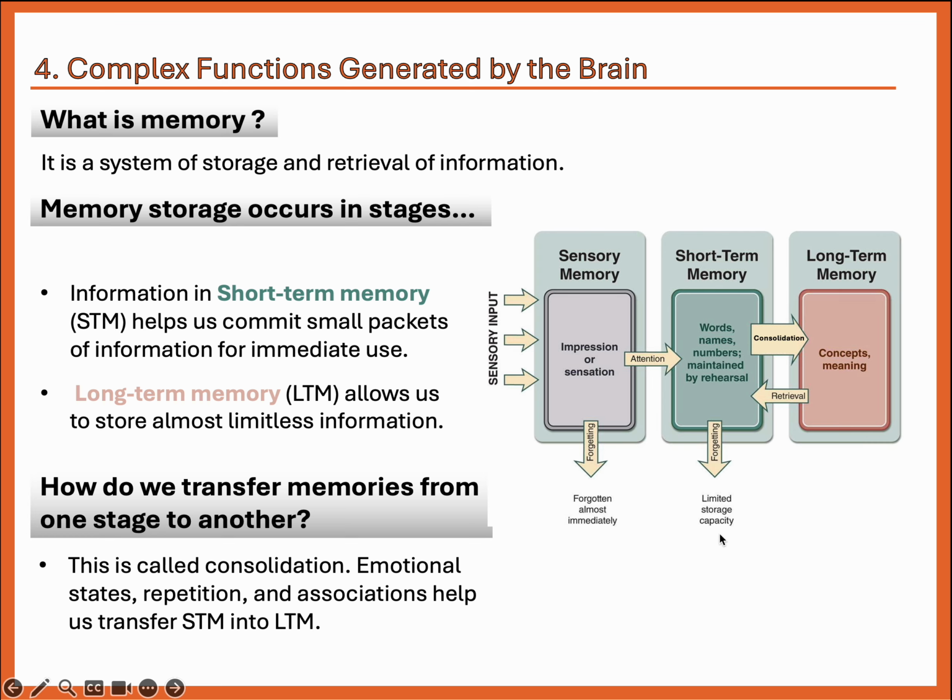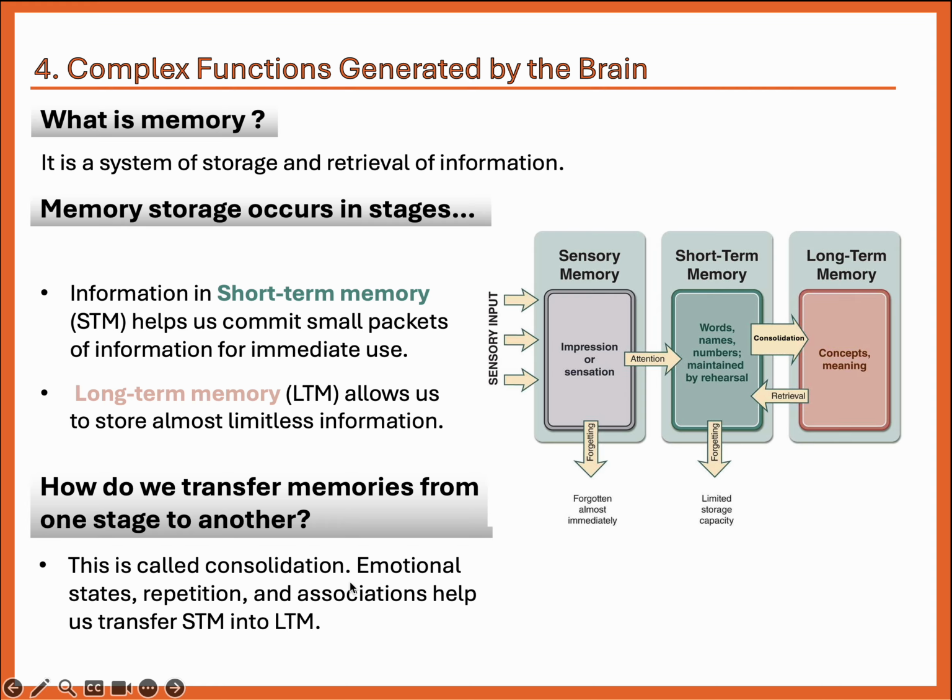We have limited storage, right? Phone numbers are a good amount of numbers to remember, but if it was any longer, we wouldn't be able to, right? And then long-term memory, LTM, allows us to store almost limitless information, and we store this for long-term use. How do we transfer memories from one stage to another? This word is called consolidation.